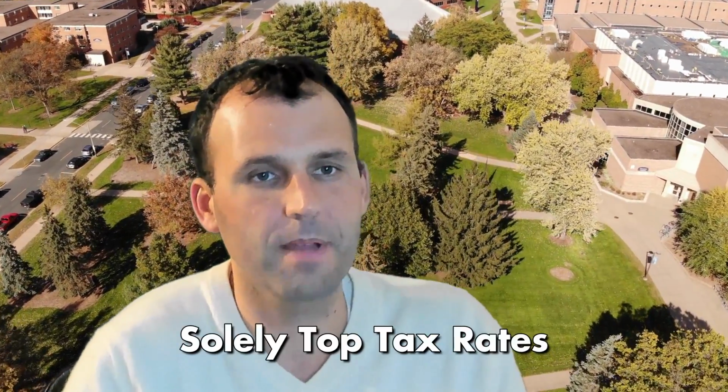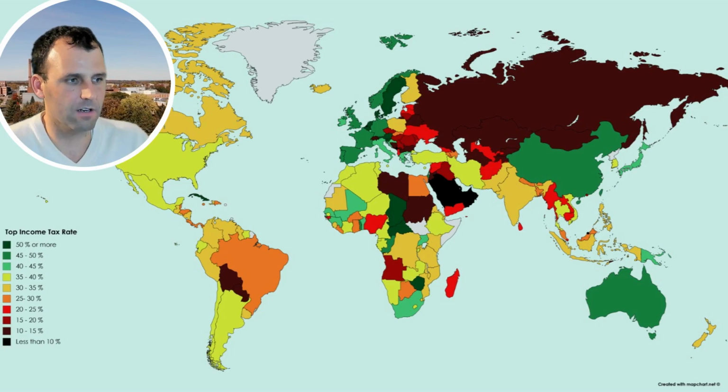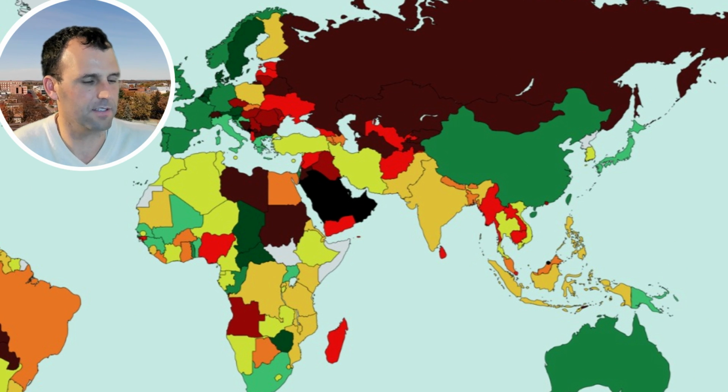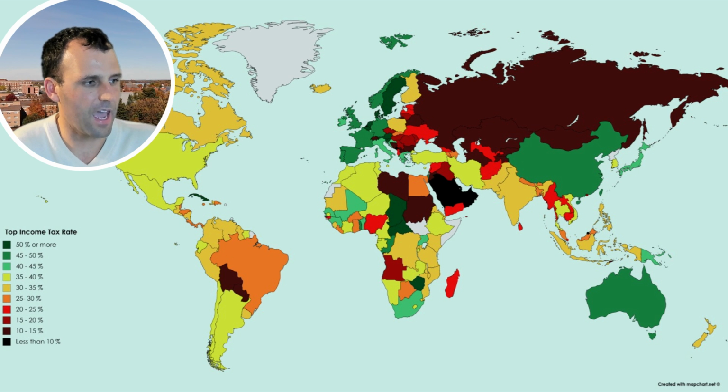On the surface level, it looks like every developed country has about the same level of taxation. If you just look at solely top tax rates, every major country has a top tax rate of about 40 to 50%. As you've seen in the map I'm highlighting right here, the countries that are in the green are countries with income taxes above 40%. And the ones that are below that, such as the US and Canada and Switzerland, are because they don't factor in taxes in a federal system.